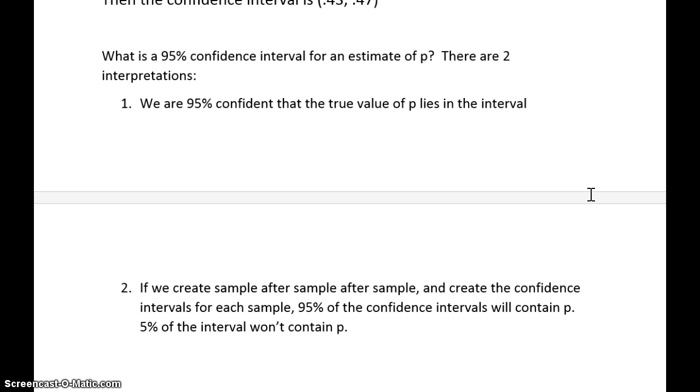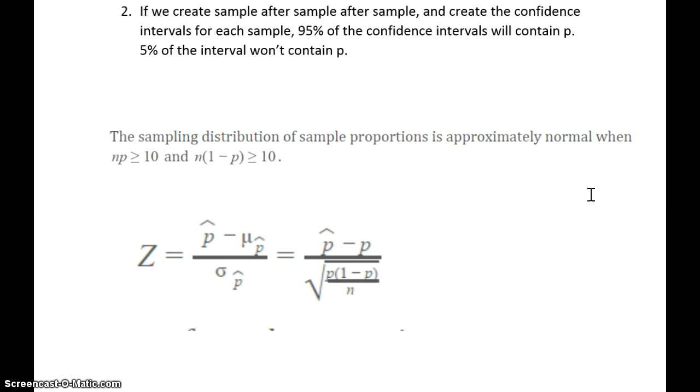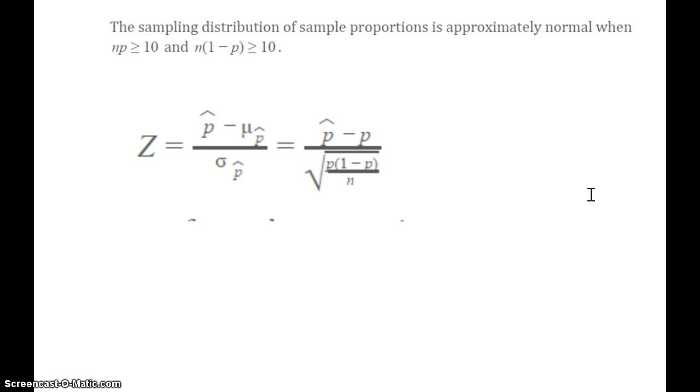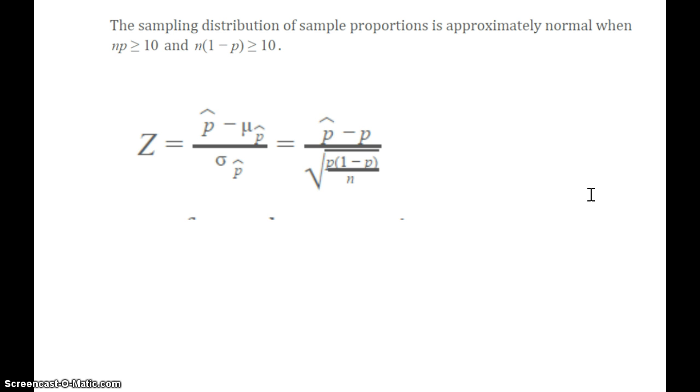95% of these confidence intervals would contain the true value of p. 5% of the intervals would not contain the true value of p. Now, another thing is we want the sampling distributions of the sample proportions to be approximately normal, so we can construct our confidence interval.